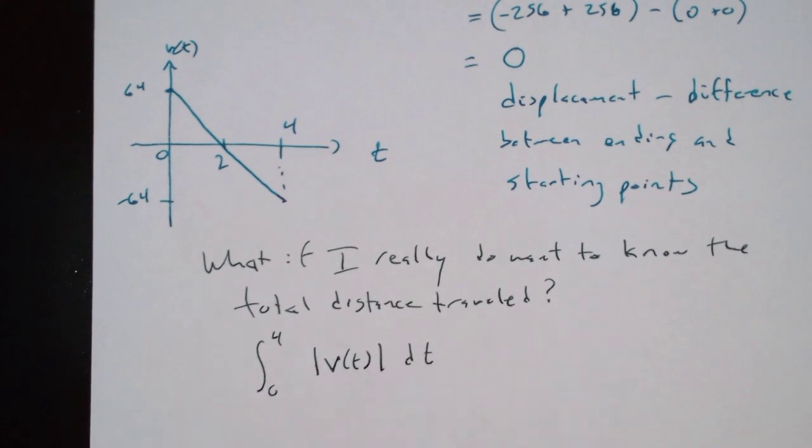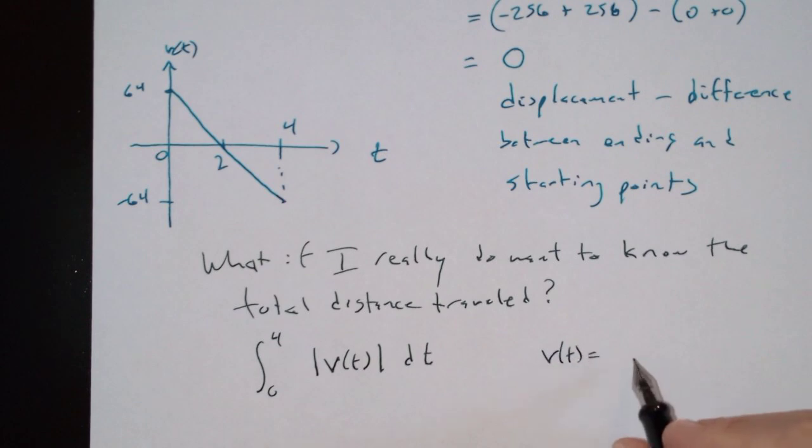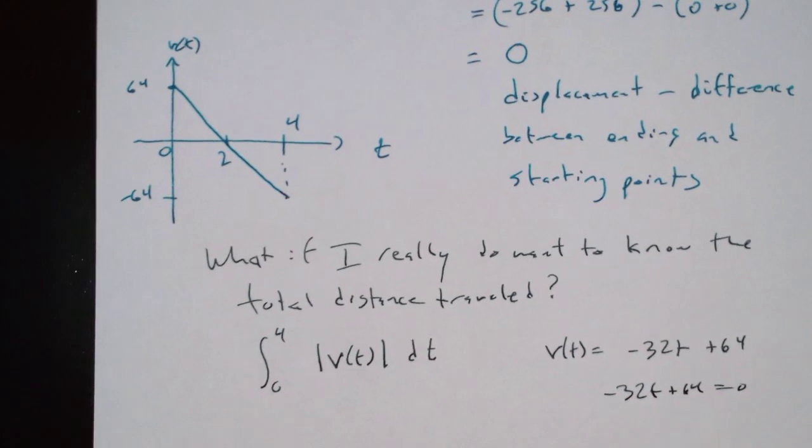But that means I need to know where it changes from negative to positive or positive to negative. I need to know what these are. So I go back and I look at my v of t, negative 32t plus 64. And if I want to know where that changes from negative to positive, I need to know where it is at 0. Just like our critical numbers and our sign charts and all that fun. Minus 32t plus 64 equals 0. When does that happen? What t value makes that 0? 2.